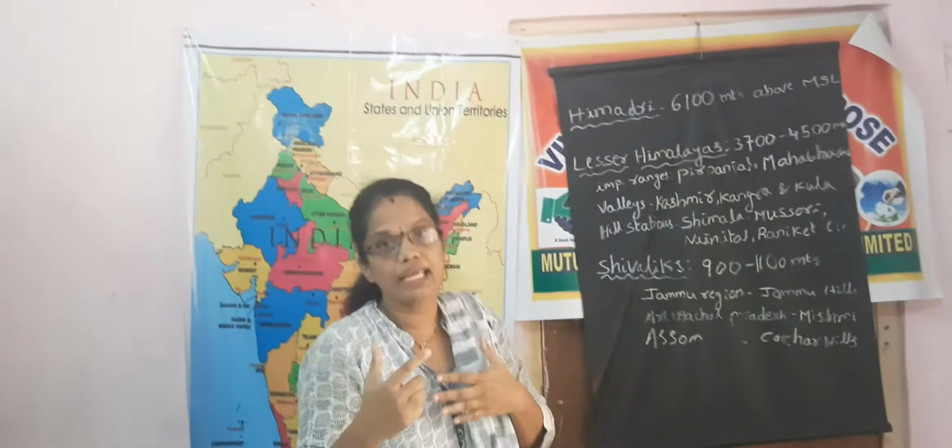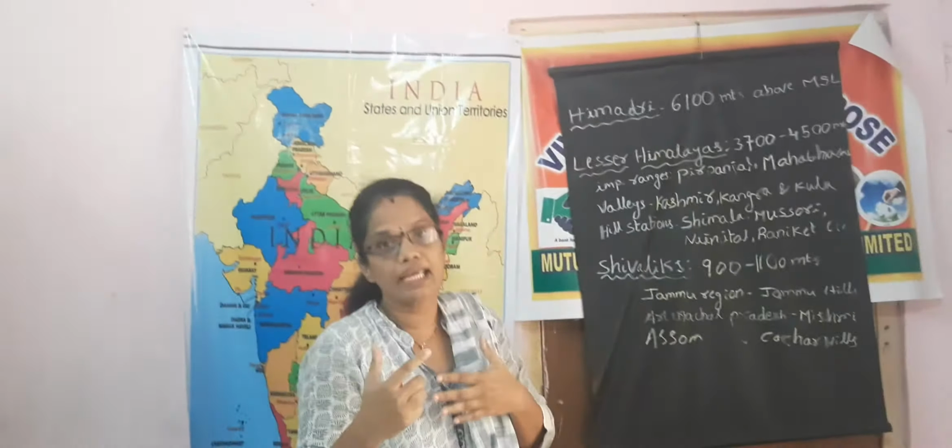And to the south of the Himadri, we will find the Lesser Himalayas. The height of the Lesser Himalayas is 3,700 to 4,500 meters. So Himadri's height is 6,100 meters, and the Lesser Himalayas height is 3,700 to 4,500 meters.